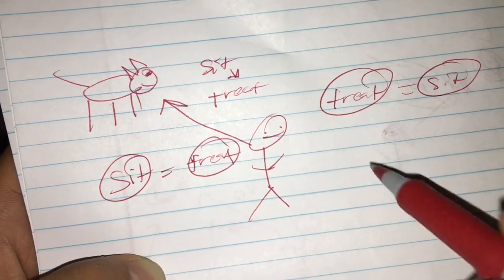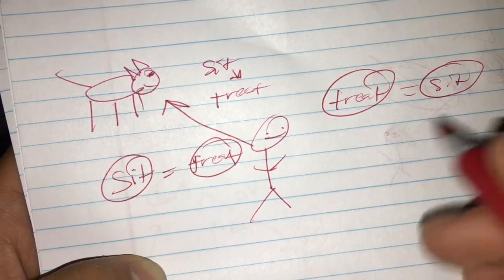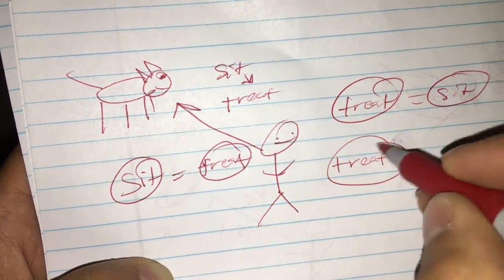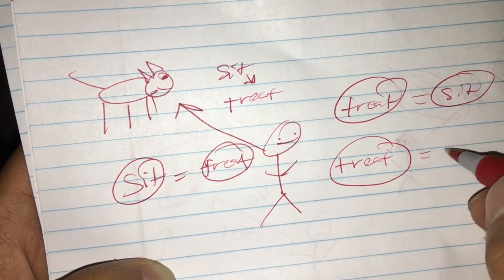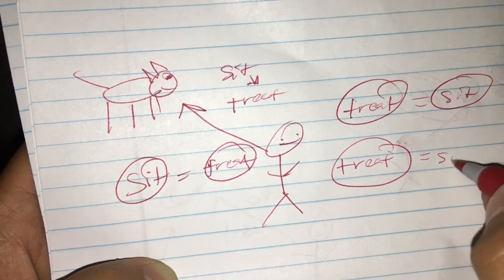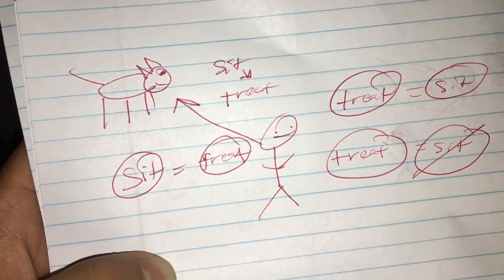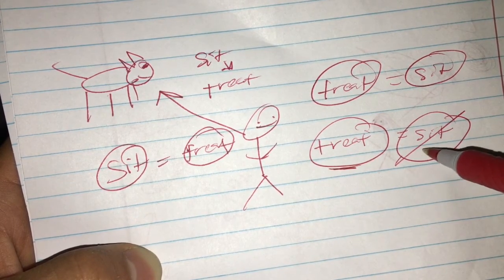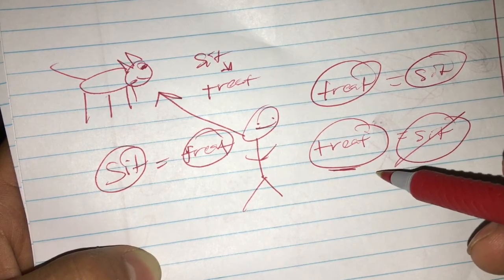Now, if we move on to positive punishment, the treat is provided for the dog if he sits, but the dog just decides not to sit. So essentially, the dog gets a treat, but he doesn't sit, which essentially would decrease him sitting in the future.